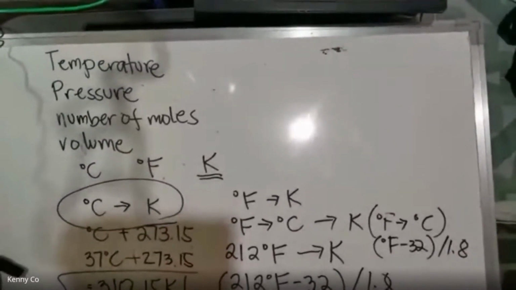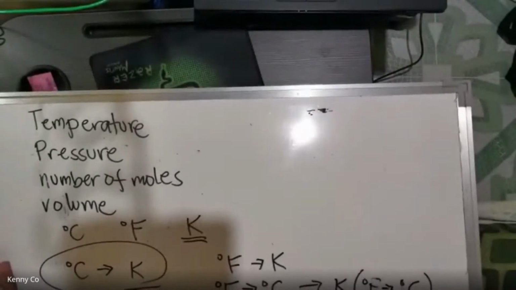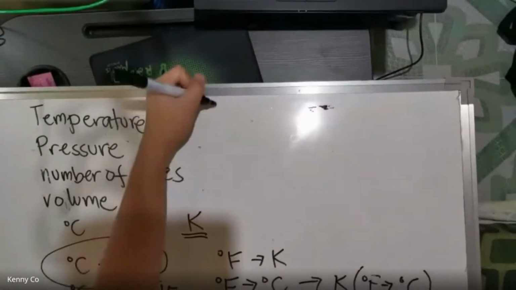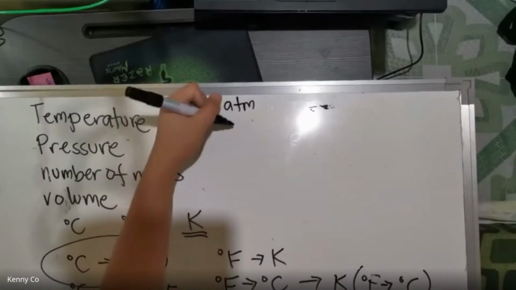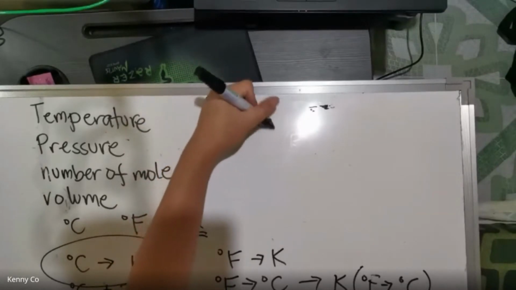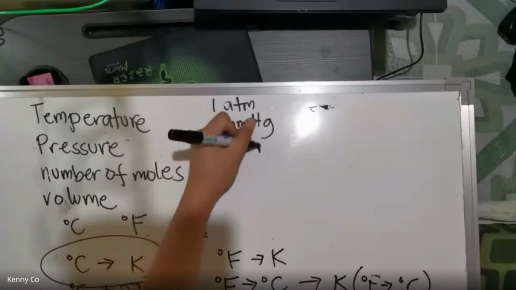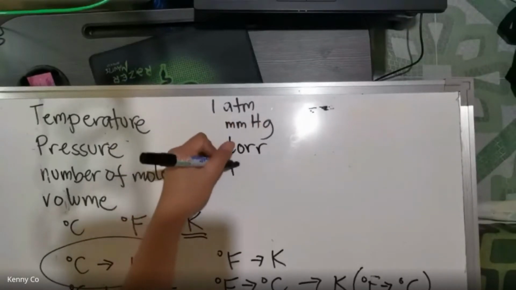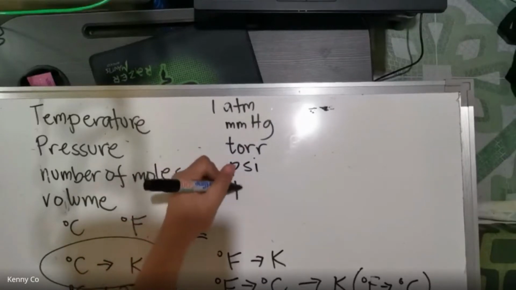What about sa pressure? Sa pressure, we have 5 units. We have ATM, or atmospheric pressure. We have millimeter of mercury, or mmHg. We also have torr. We have PSI, or pounds per square inch. And then we have kilopascal.